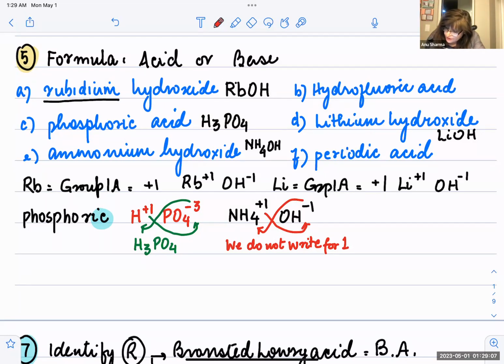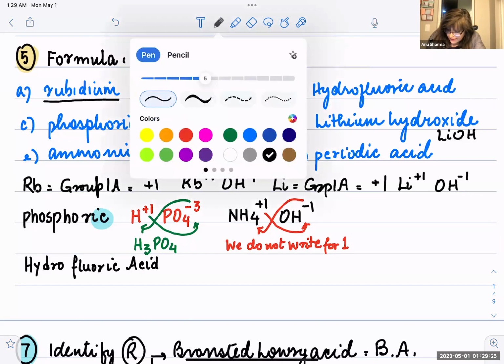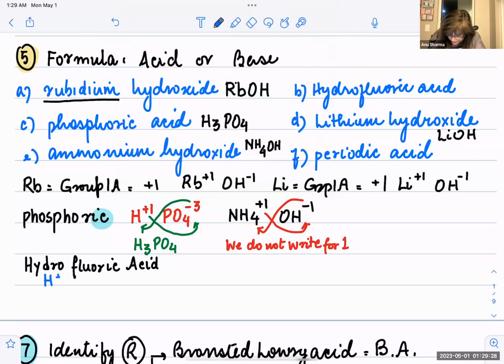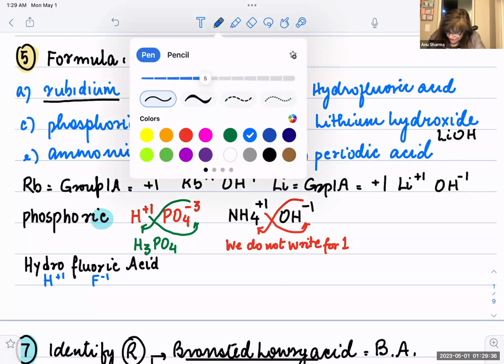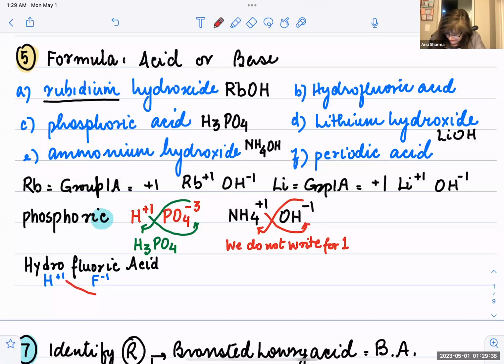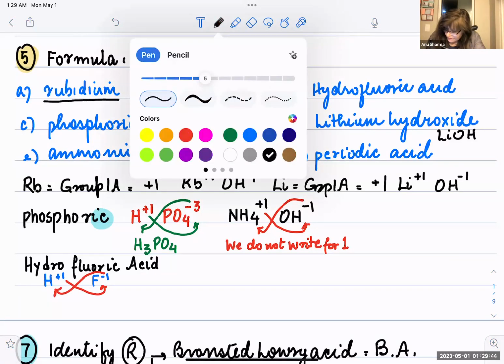Now let's look at hydrofluoric acid. Remember, hydrofluoric, hydro is coming from hydrogen, which means hydrogen will be in front. Hydrofluoric acid. In this case, we are just looking at hydrogen +1 charge and fluorine. All this connects together, cancels out, or you can crisscross. This comes here and this comes here, and this becomes HF.